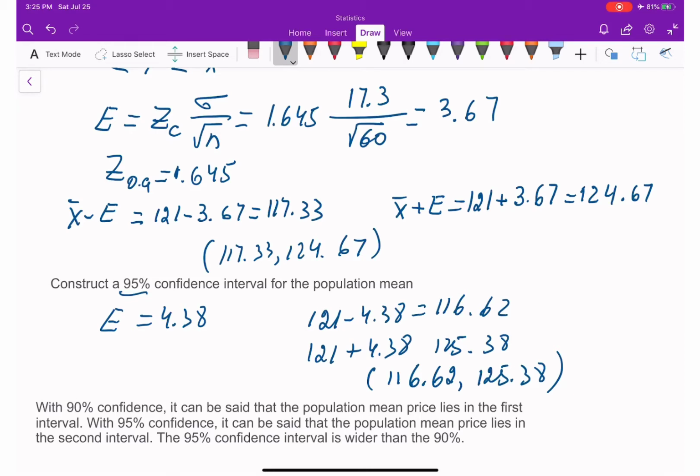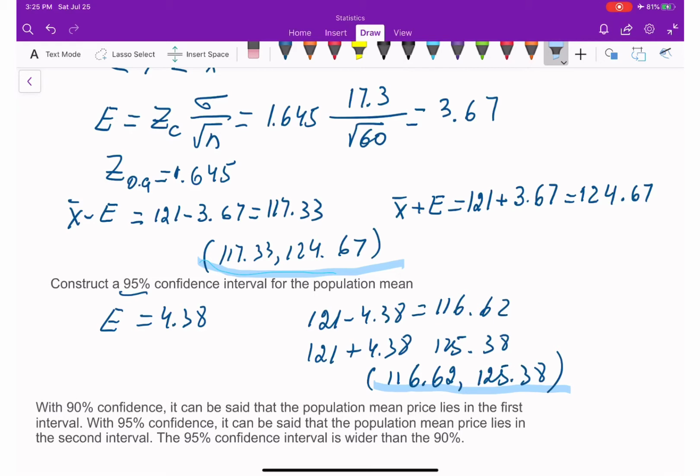So if we compare, what can we say? Look here. 117, between 117 and approximately 124. Here we have 116 and 125. If we compare 95% and 90%, we can say the mean price in the broader interval, see 116, 125, and 90 is tighter.